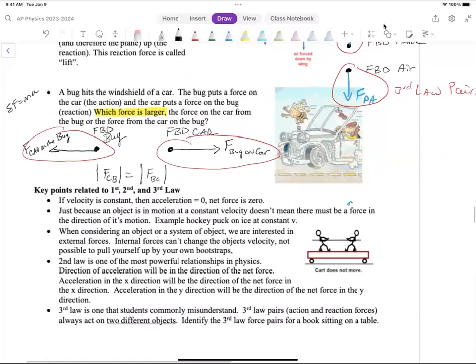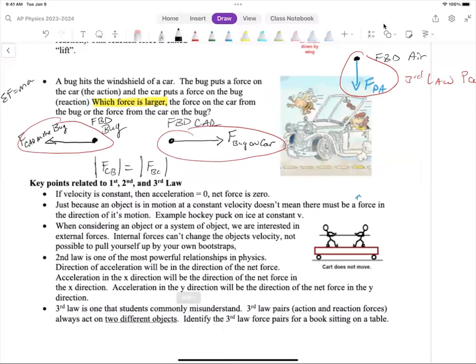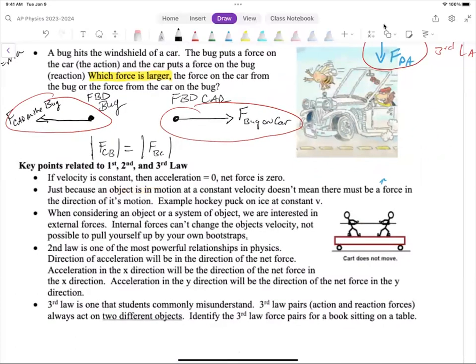You say left is negative, then the force of the car and the bug is negative, but again, the absolute value, so the magnitudes are identical and the directions are opposite. So let's just review a couple things. This was all the key points related to first, second, and third law, which we are now done learning about, not done using them, that's for sure.